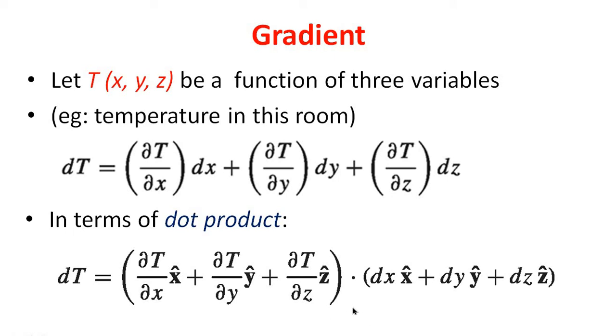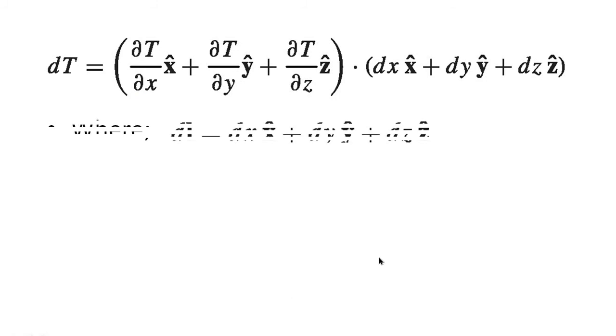We already discussed the properties of dot product. We know that x cap dot x cap equal to 1, y cap dot y cap equal to z cap dot z cap equal to 1. But x cap dot y cap is equal to 0. So by considering these facts, the old equation can be rewritten in this form of dot product, where the second term is dl, that is dx x cap plus dy y cap plus dz z cap equal to dl.